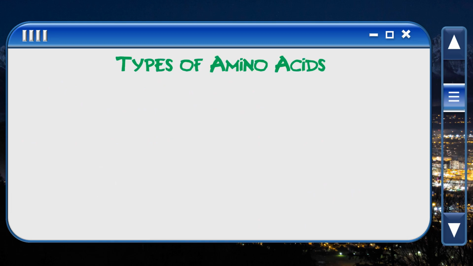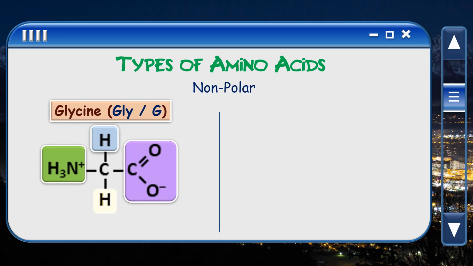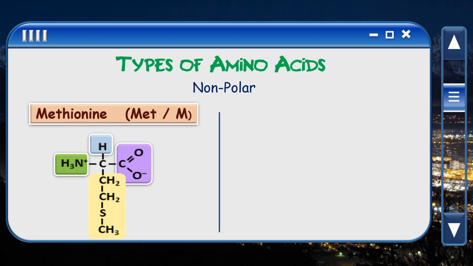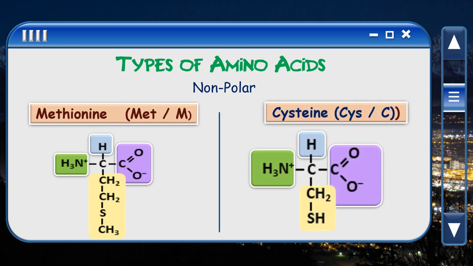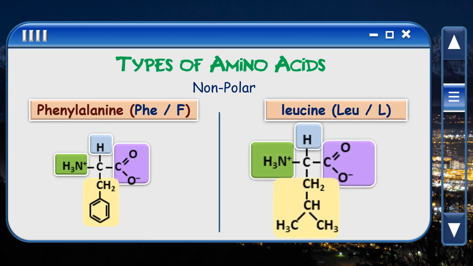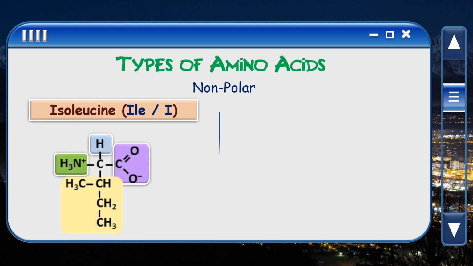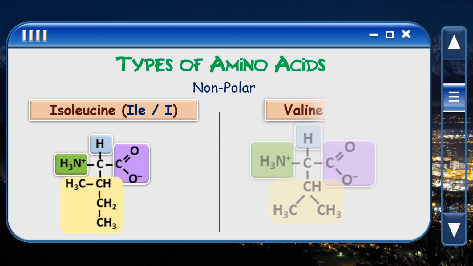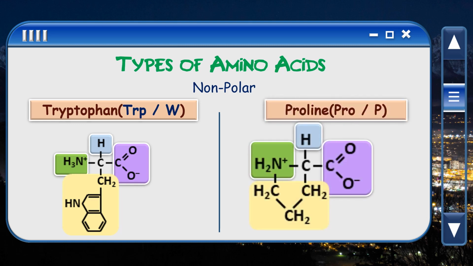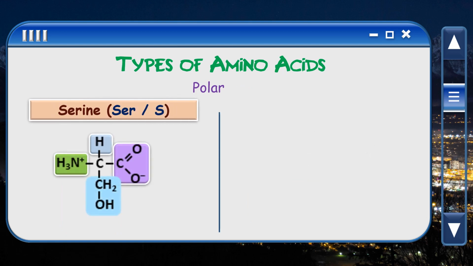Let's look at the types of amino acids. We have amino acids that are non-polar, and among these we have glycine, alanine, methionine, cysteine, phenylalanine, leucine, isoleucine, valine, tryptophan, proline. All those are non-polar.